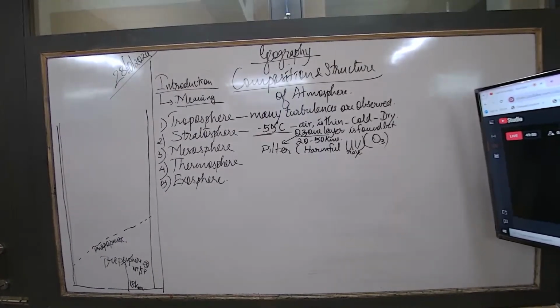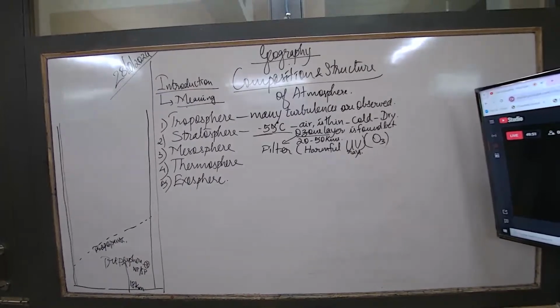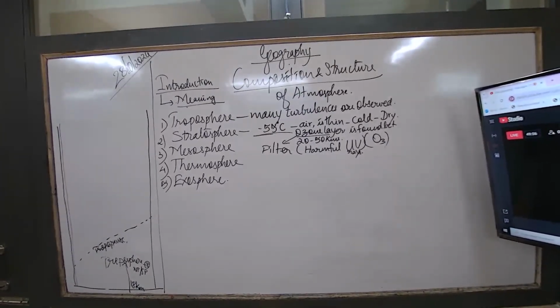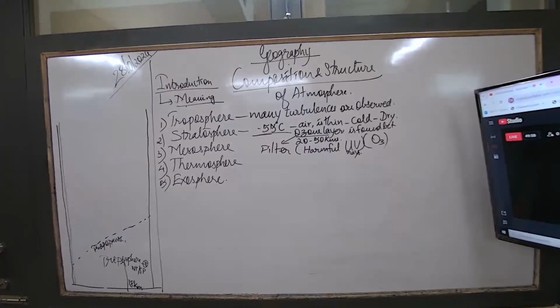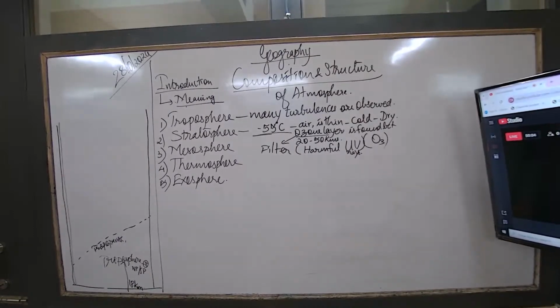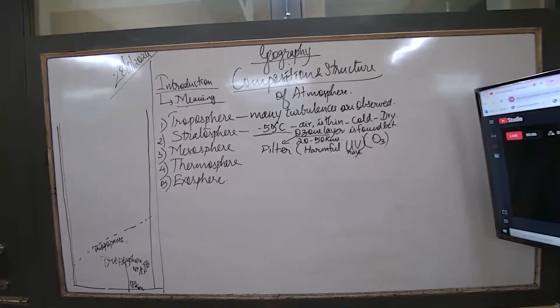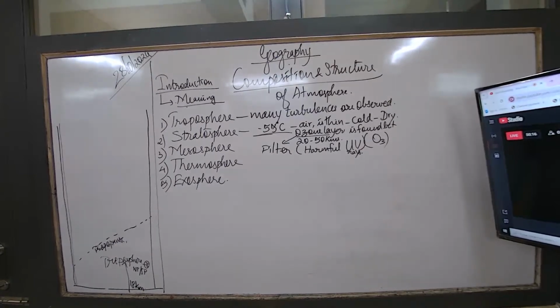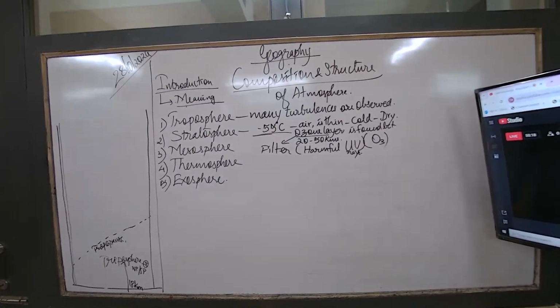Now we will read, mark and then write, okay? Come on, continue reading. Extent: the layer lies above the stratosphere and extends to a height of 80 kilometers from the ground level. Underline extent of 80 kilometers from the ground level. Remember that. Next, characteristics. Don't write yet, my dear boy.